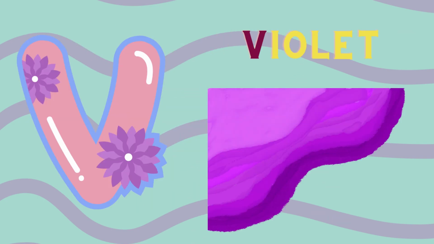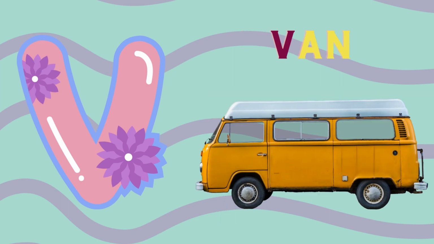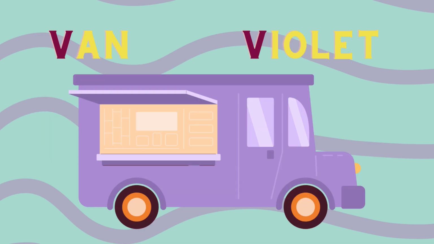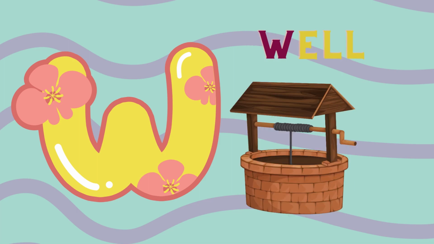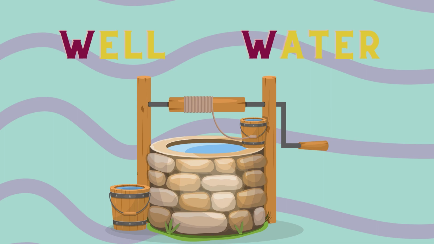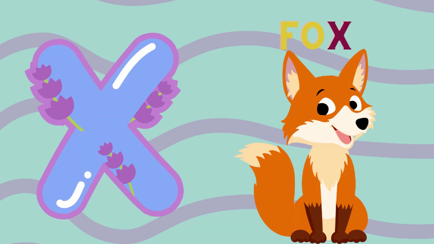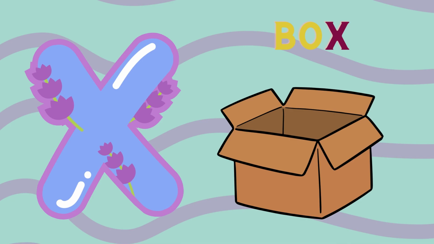V for violet, V for van, V. W for water, W for well, V. X for fox, X for box, S.